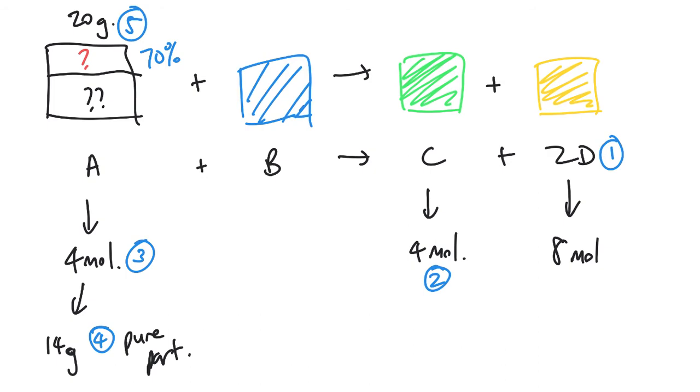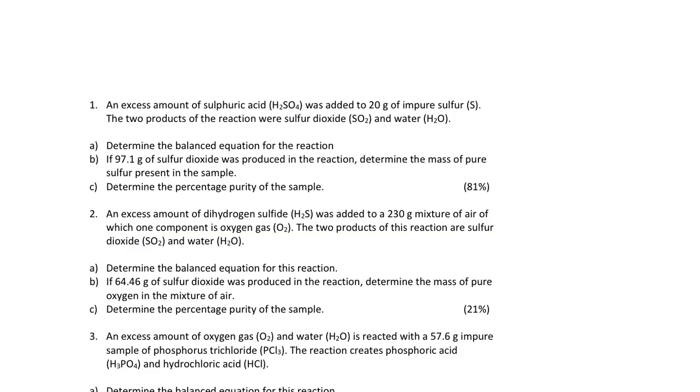Let's go through. Determine the balanced equation for this reaction, number 1. All right, so let's work out a balanced equation for it. So I've got H2SO4 and 20 grams of impure sulfur goes to sulfur dioxide and water. Can we balance that equation? Go, balance that equation.